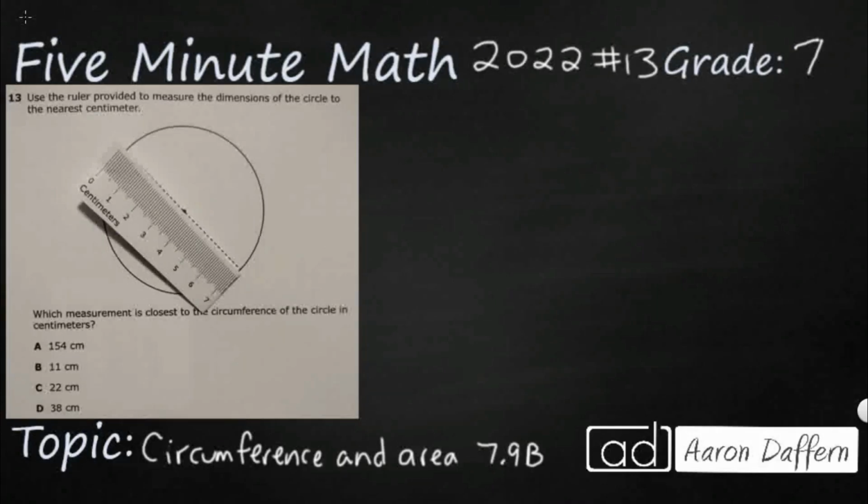Today we are looking at the 7th grade concept of circumference and area. This is standard 7.9b in the great state of Texas, and we are using item number 13 of the 2022 released STAAR test. If you have not done so already, please take a moment to pause the video, work this problem out on your own, unpause it, and we will look at our answers together.